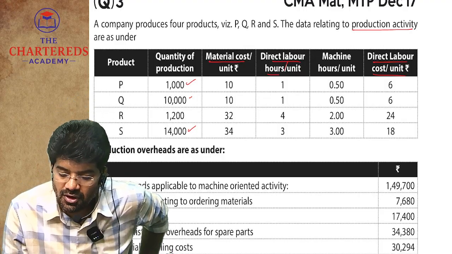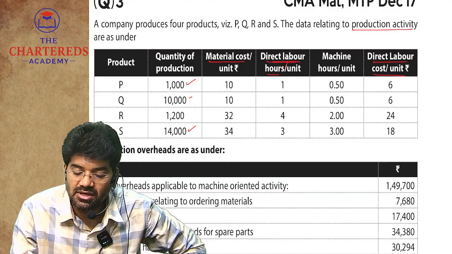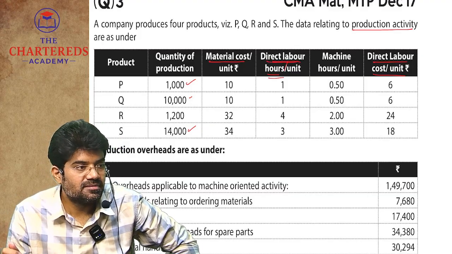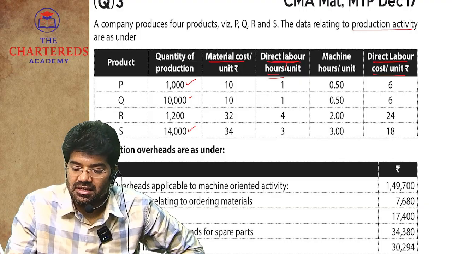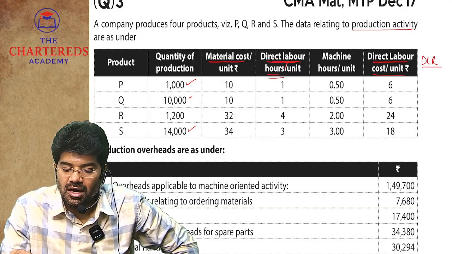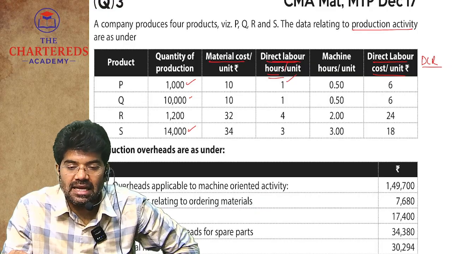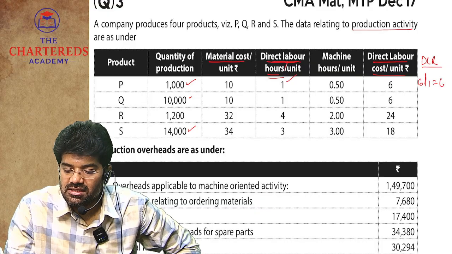So how might they have got this direct labor cost per unit? We already know the direct labor hours required for each unit, multiplied by the rate. So what is the direct labor rate here? Really simple: direct labor cost per unit divided by labor hours. So 6 by 1 is 6.